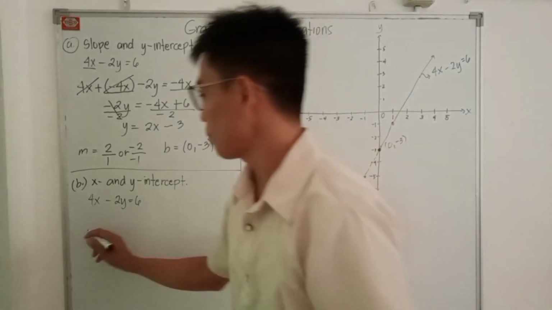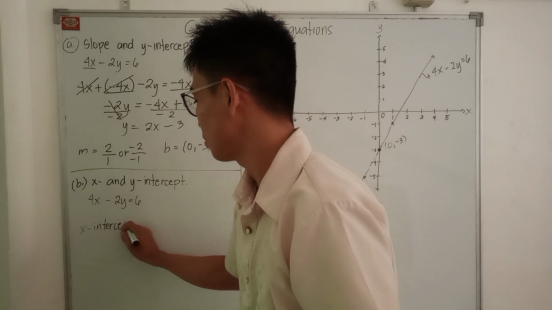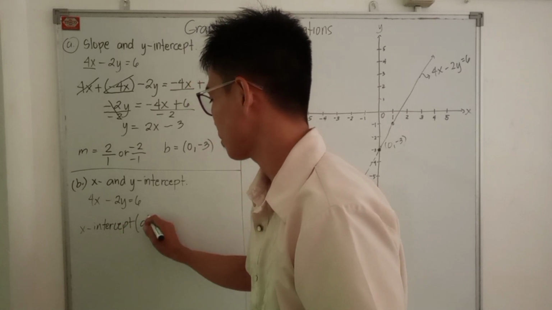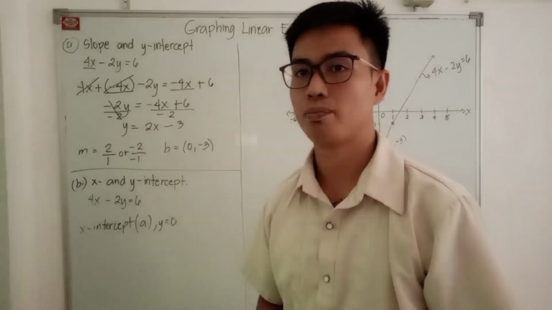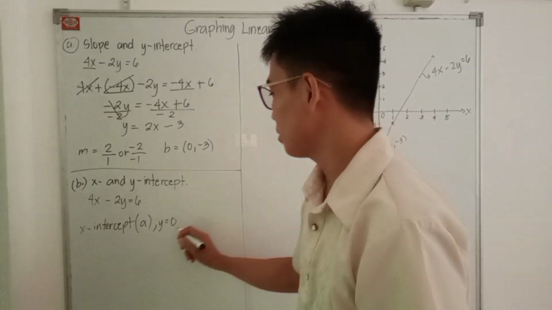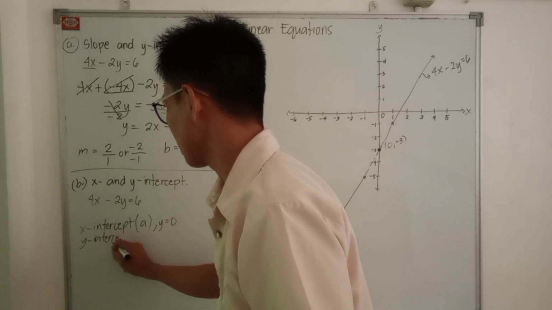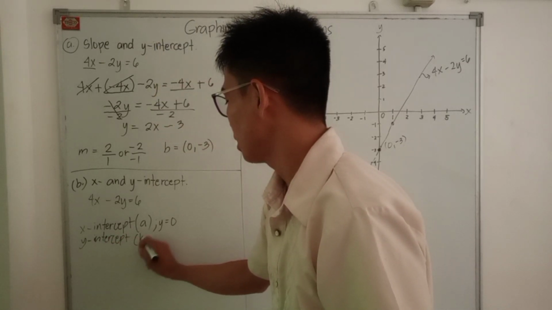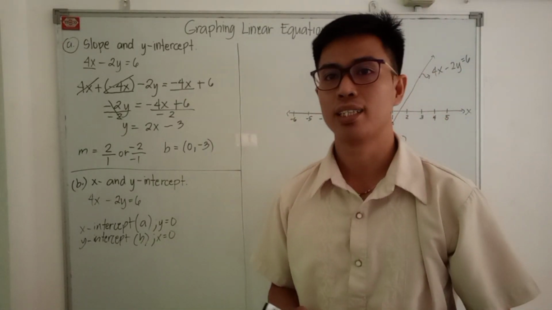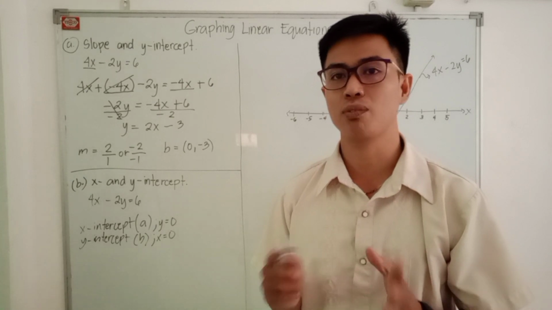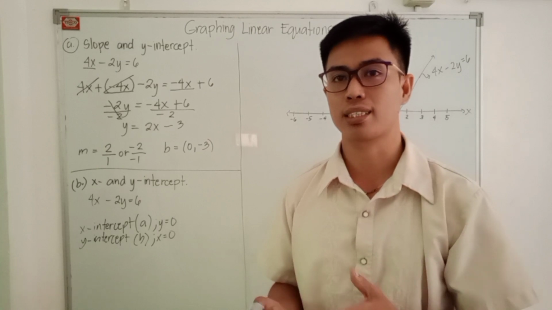So, remember, kapag kukunin natin yung x-intercept, or A, ang value ng y ay 0. Kapag naman y-intercept, or B, ang value ng x ay 0. So, yan yung palagi nyo tatandaan. Kapag kukuha kayo ng x-intercept, ang laging value ng y ay 0. And pag kukuha kayo ng y-intercept, ang laging value ng x ay 0.